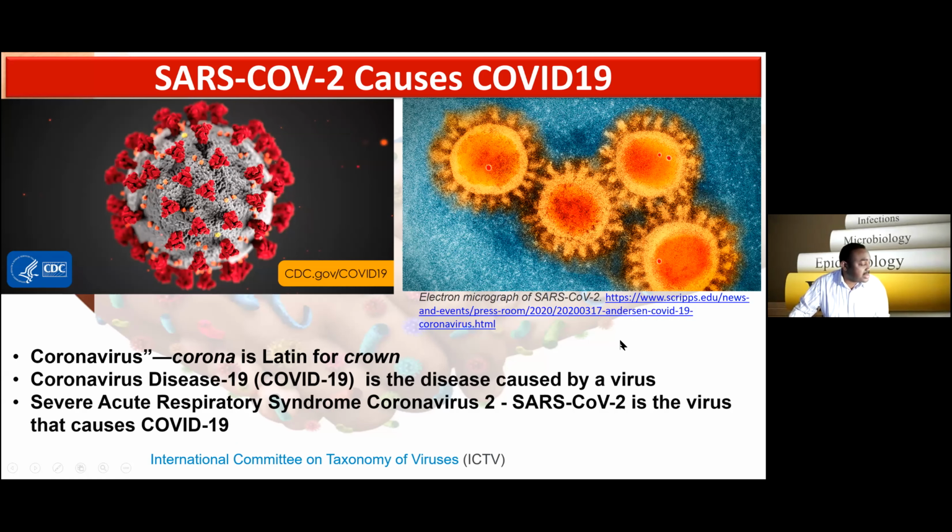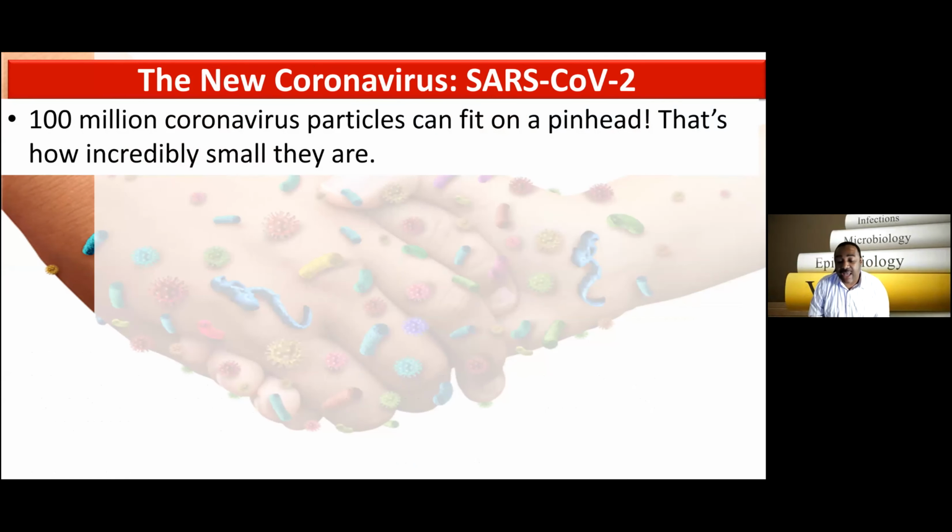But this virus is called the severe acute respiratory syndrome coronavirus 2, so it's SARS-CoV-2, because in 2002, 2003, we had another coronavirus disease that was called SARS coronavirus. So just to give you an idea of how small these viruses are, over 1 million of these coronaviruses could fit on the head of a pin, right?